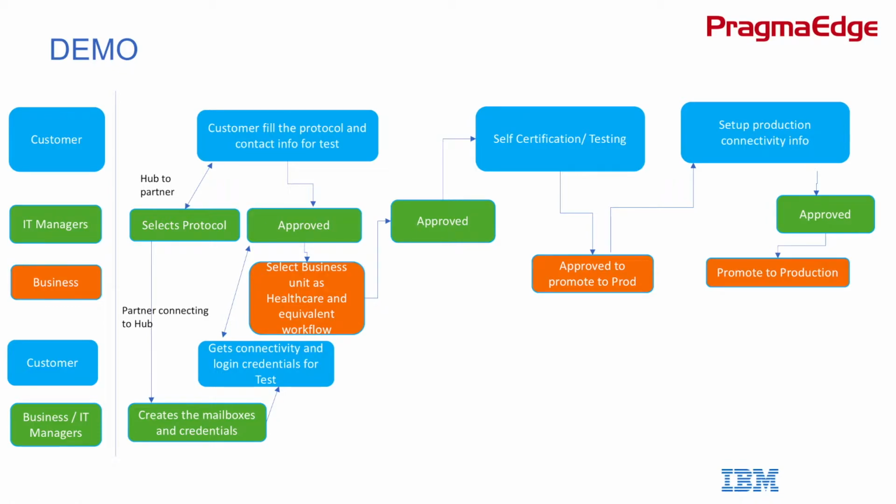This is again sent for approval and a connectivity test is performed by sending out a sample test file for processing. And based on this customer information, whether you select hub to partner or partner to hub, you can select the type of communication, if you want to do a pull or a push for the customer files. And that in turn creates the mailboxes and the credentials in the backend system. Once the certificate testing is done, the whole workflow is now set to be promoted to prod.